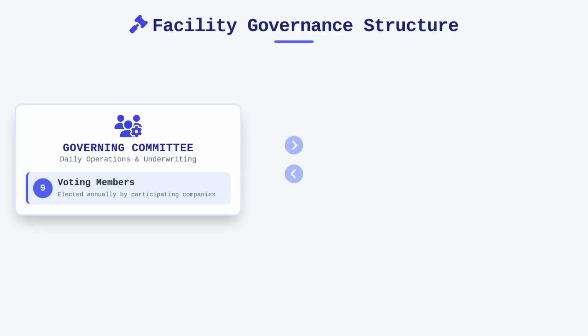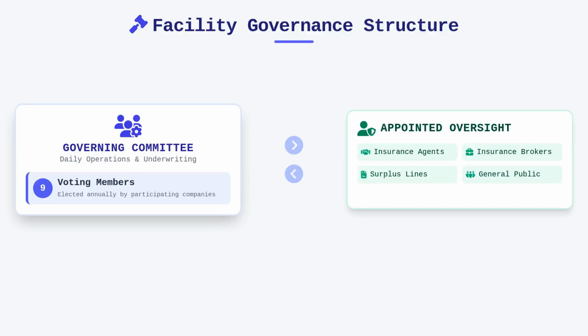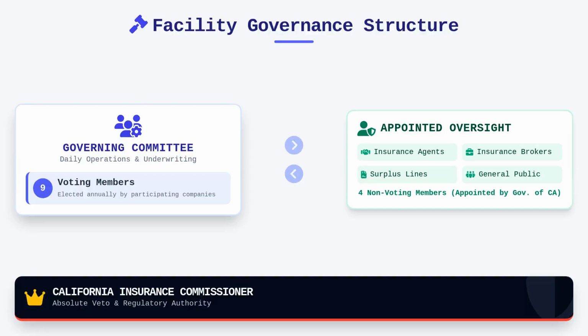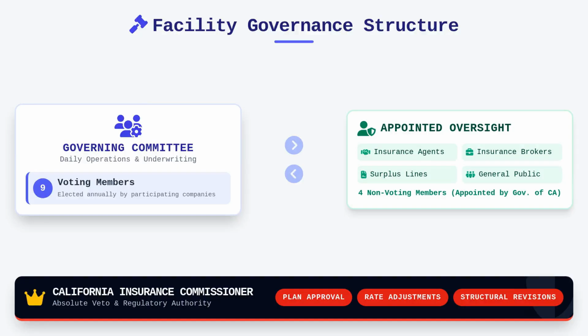To maintain regulatory oversight and balance, the Governor of California appoints 4 additional non-voting members to the committee. These non-voting positions are carefully allocated to ensure diverse perspectives, consisting of 1 representative for insurance agents, 1 for insurance brokers, 1 for surplus lines brokers, and 1 representative to advocate for the general public. While the day-to-day administration and underwriting guidelines are managed by this industry-led committee, the insurance commissioner retains absolute veto and regulatory authority. The commissioner must formally approve the plan of operation, rate adjustments, and any structural revisions to ensure compliance with the overarching legislative mandate.